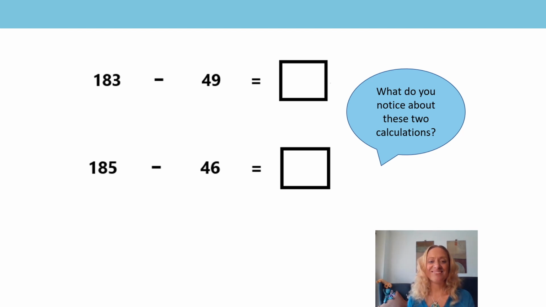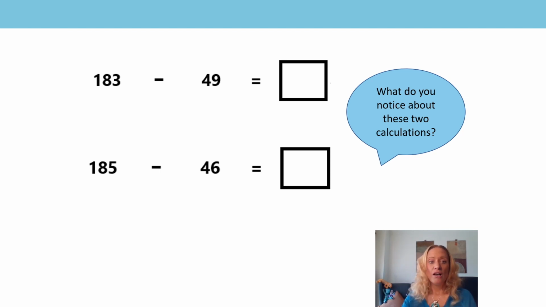What's the same? Yes, they're both subtractions. Fantastic. So they're both subtractions. So they've both got a minuend and a subtrahend, and we don't know the difference. So that's important as well. They've both got a missing difference. What else can you tell me? Is there anything else that's the same?